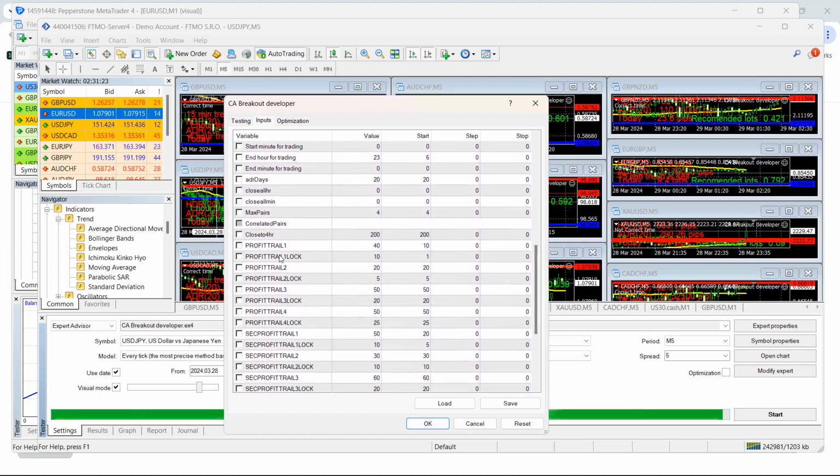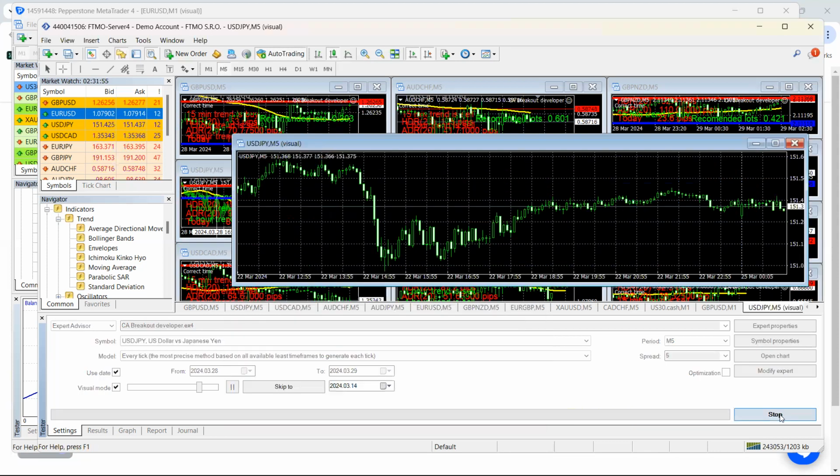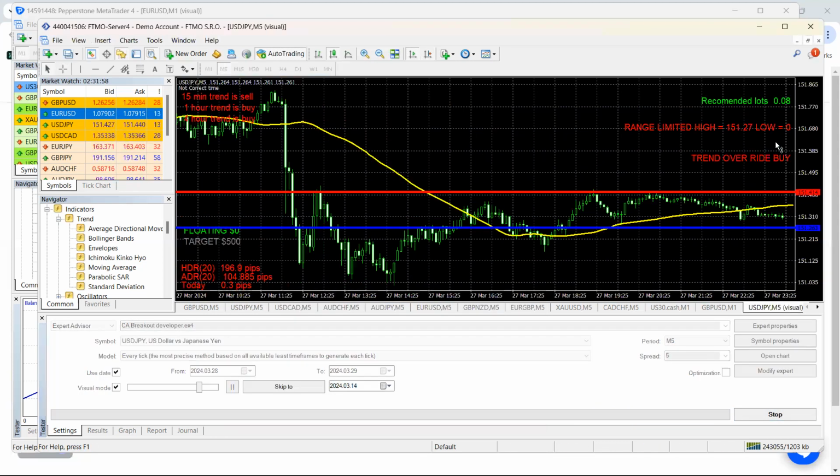Down here on the profit lock section, I'm aiming for $60. I've put in the first profit lock at 40 to lock in $10. And the second profit lock, I've got at 50 to lock in, let's make that $15, a little bit more. The other profit locks don't come into play because we only have that one trade opened anyway. Alrighty, that should do it. Let's start this up.